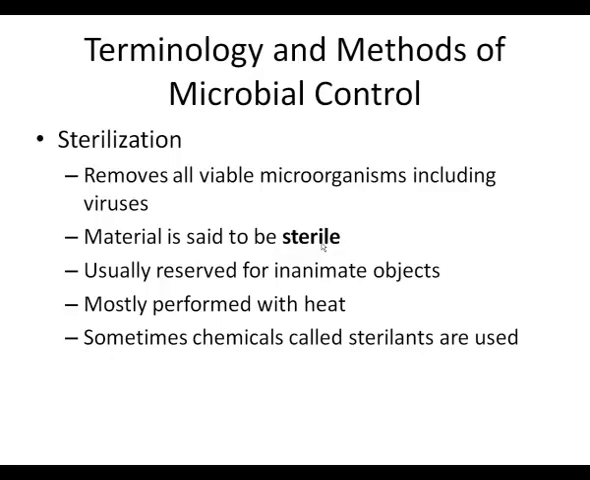Ethylene oxide gas is going to be a gas that we use to sterilize things that are heat labile, things that are going to be destroyed by heat. Petri dishes are going to be sterilized using some sort of a gas, and this gas would be a sterilant.